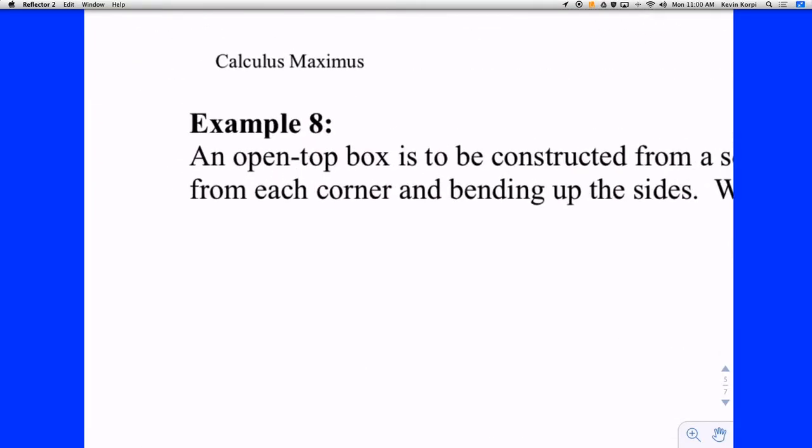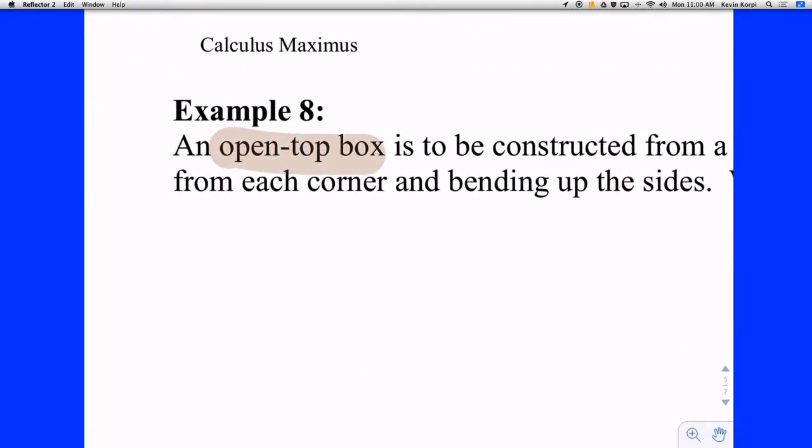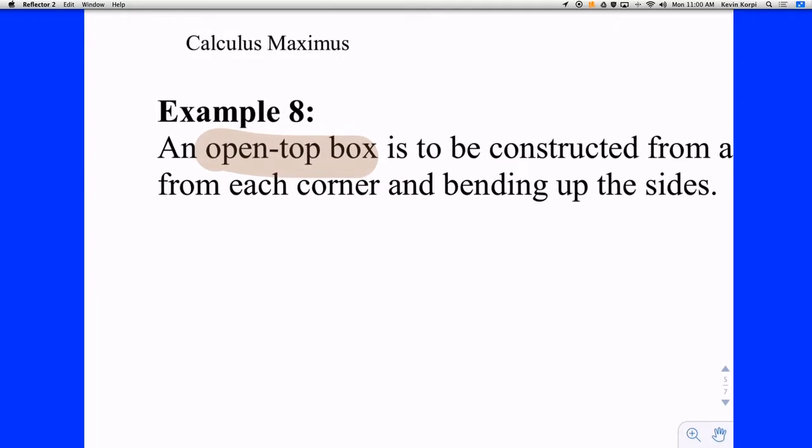Okay, example 8, an open top box. Hey, it's Christmas time. You might be constructing these to put your Christmas gifts in. No, an open top box, you'll just use what? The gift bags, right? That's the modern day open top box.